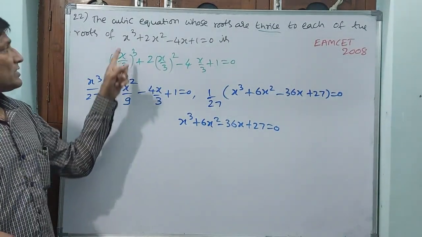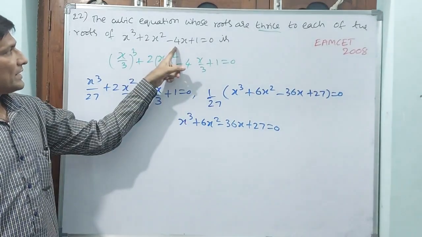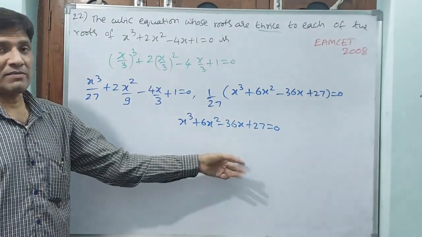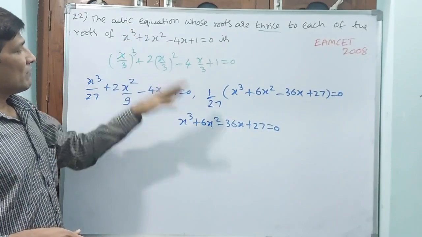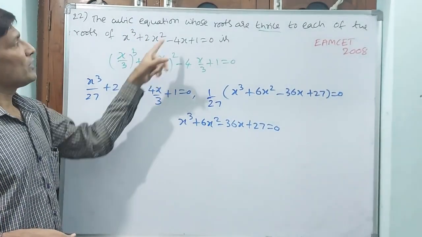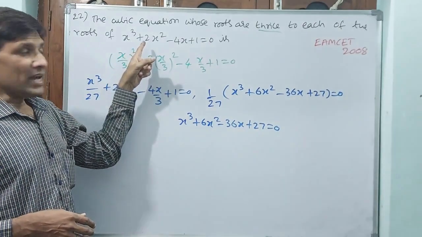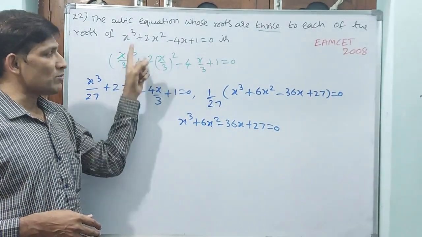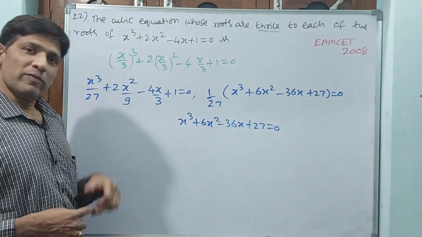See what they have changed. You see x cube, but rather than 2, 6 has come. Rather than 4, 36 has come. Rather than 1, 27 has come. This is the answer. Both are cubic equations only, whose roots are thrice each of the roots of the given equation. You take these roots and those roots, automatically you get 3 times these roots. Okay? Let us go for the next question.